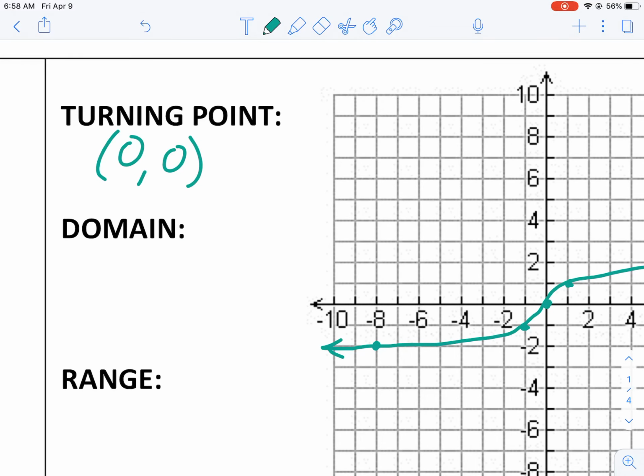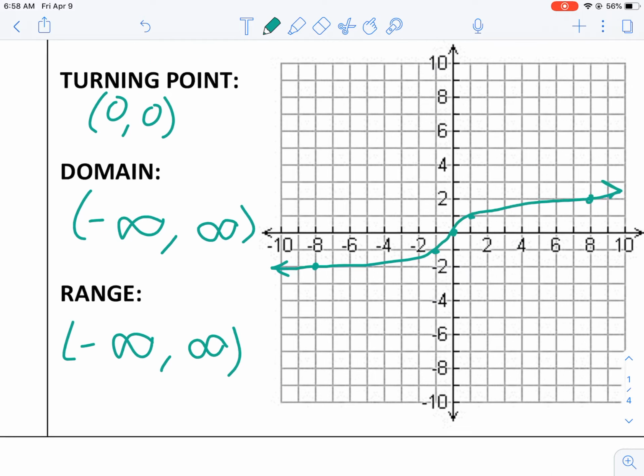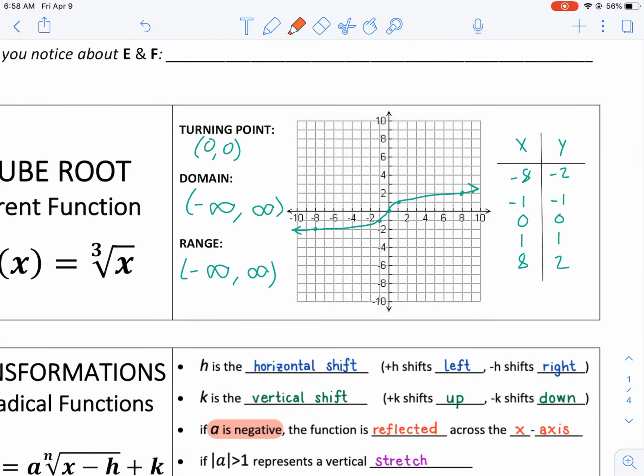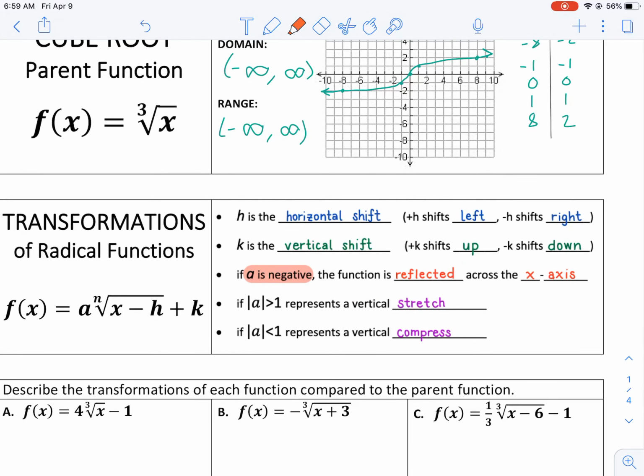Domain and range for cube roots, super easy. It's always going to be -infinity to infinity for both. So you should never get this wrong. Because if you look, we got an arrow on the left, an arrow on the right, and also an arrow going down, an arrow going up. So it doesn't matter what transformations you have. This is it.